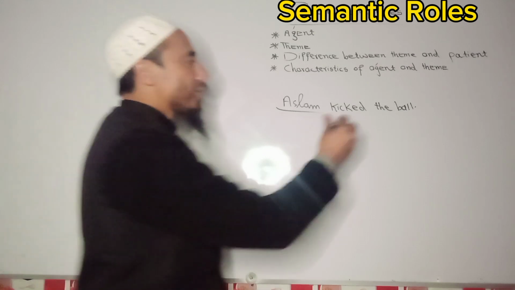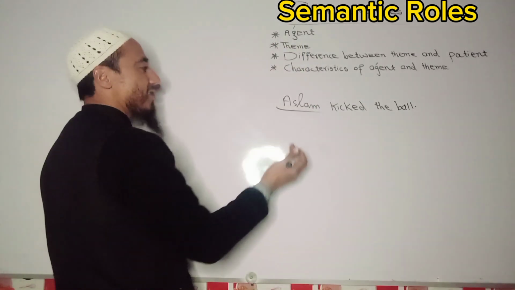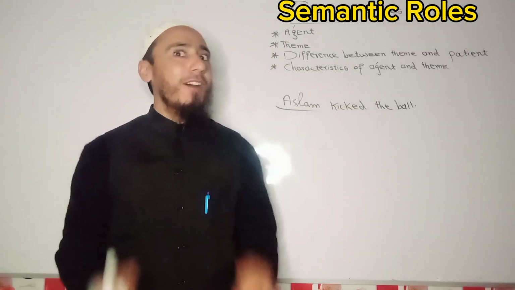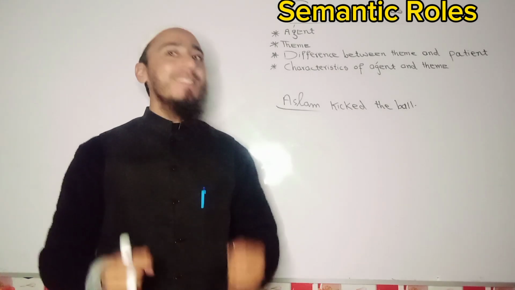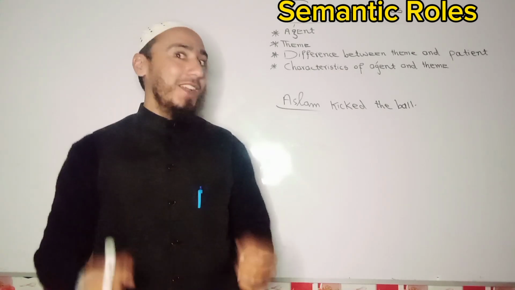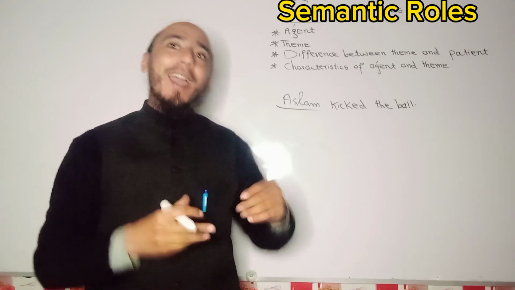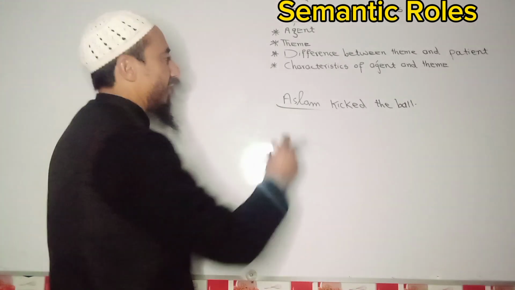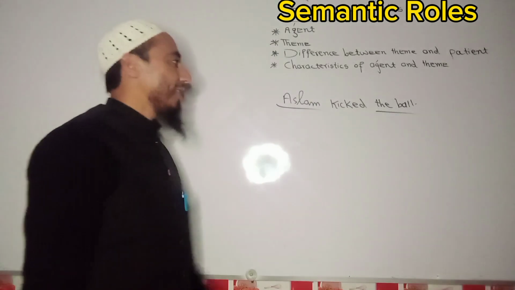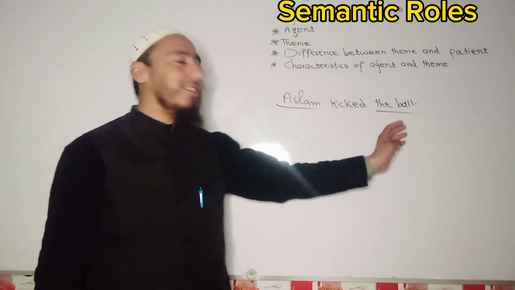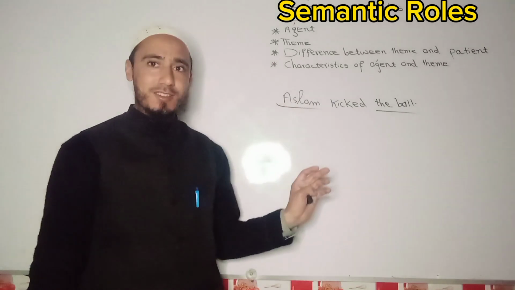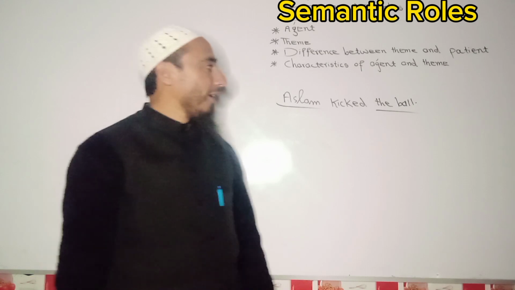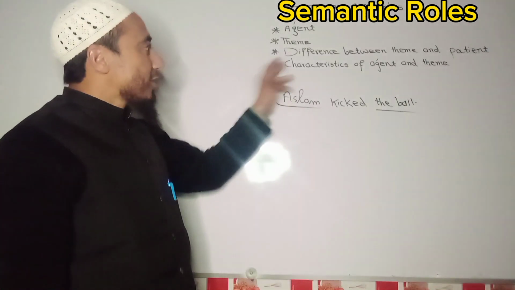On the other hand, when we are talking about the theme, what is theme? Theme refers to an entity that is involved in the action. And theme also refers to an entity that is affected by the action of the subject. For example, Aslam kicked the ball. Here the ball is the theme. Why is it theme? Because it is affected by the action of the subject. It is also involved in the action.